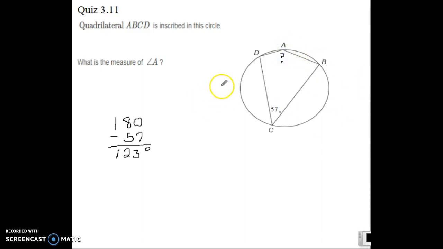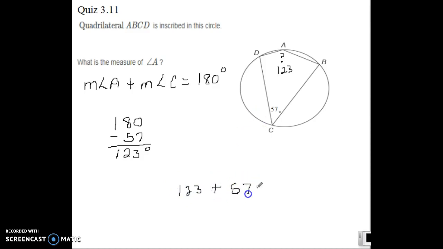What you need to remember with this quiz is that opposite angles are going to equal 180 degrees. So the measure of angle A plus the measure of angle C is going to equal 180 degrees. They've given us angle C, so we're simply going to subtract angle C from 180, and we know angle A must be 123 degrees, because angle A, 123, plus angle C, 57, has to equal 180. So you can double check yourself.